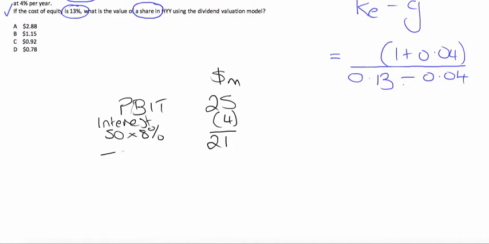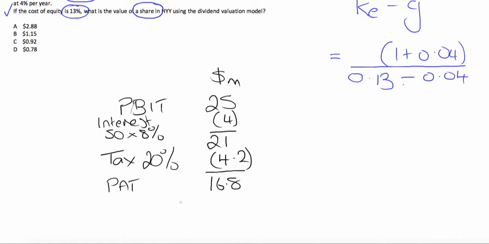We can then take off our tax, which we were told was at the rate of 20%. That is going to be 4.2, which gives us profit after tax, which are our earnings, of 16.8. We're then told that we're going to pay 40% of this as a dividend, so our dividend is going to be 6.72.